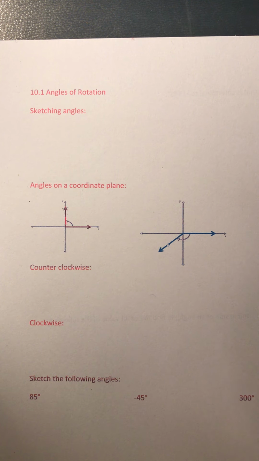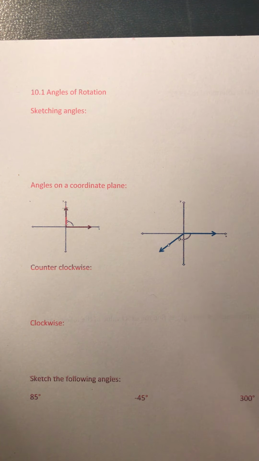This is section 10.1, angles of rotation. This is our first unit on our trig unit. Unit 10 is all of our trig stuff. We're going to take it hopefully nice and slow. So 10.1 is all about angles. The initial part of this lesson is a review from geometry.